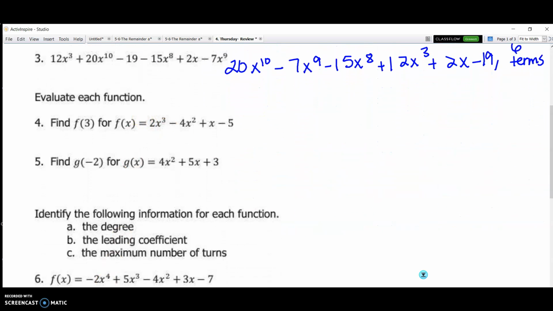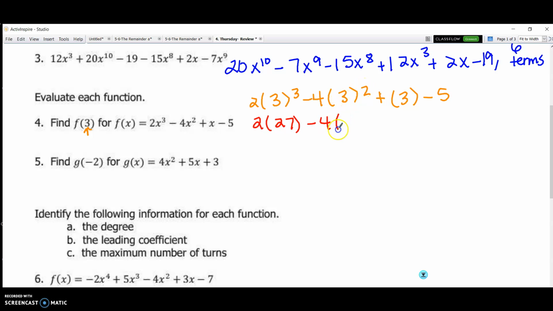Okay, evaluate. To evaluate, we are just plugging in 3 in for all of the x's. So 2 times 3 cubed minus 4 times 3 squared plus 3 minus 5. And then make sure you do the exponents first. So 3 cubed is 3 times 3 times 3. That's going to be 27.